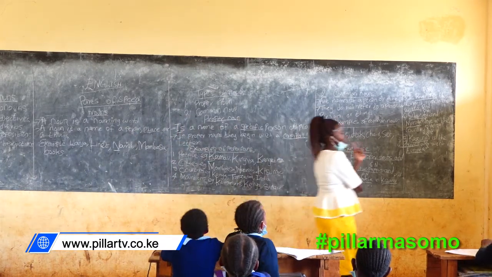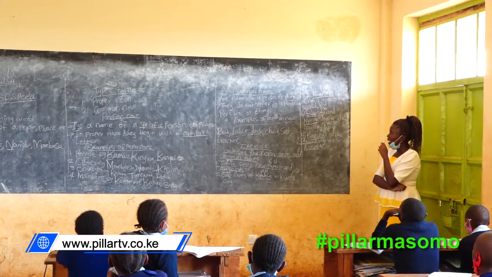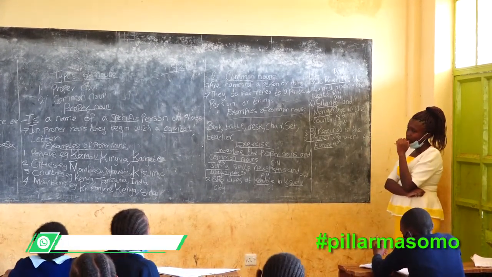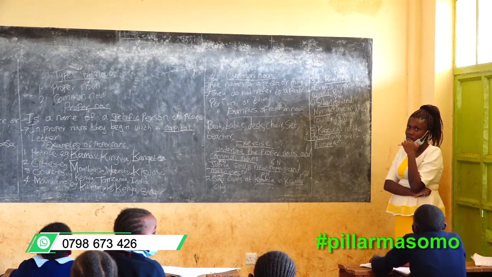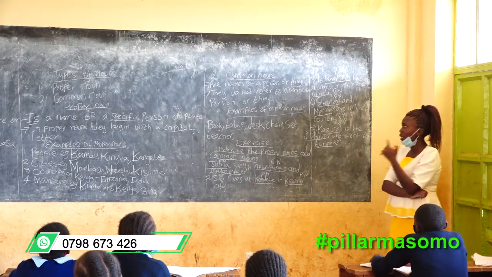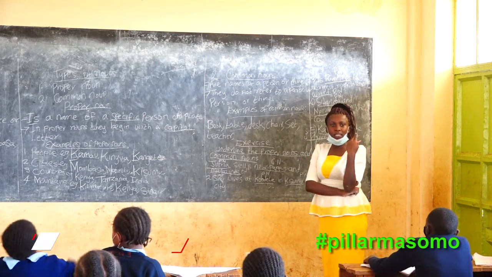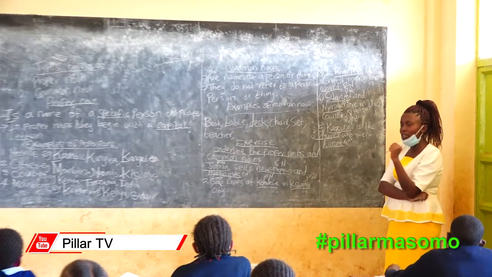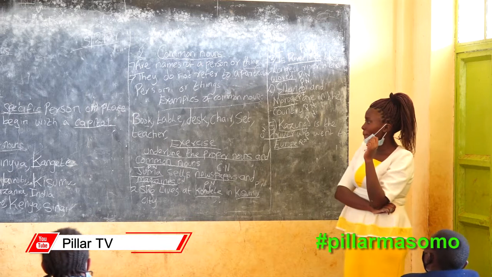What is a common noun? The name of a person or things. Then what do you have to note? They do not refer to a particular person or things. Unlike proper nouns, whereby we are referring to a specific person, here we do not refer to a specific person. Examples of common nouns: book, table, desk, chair, teacher.